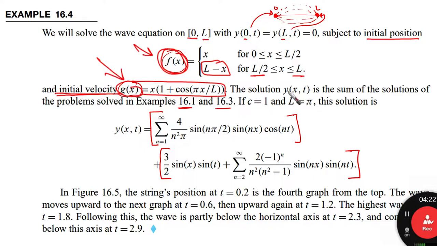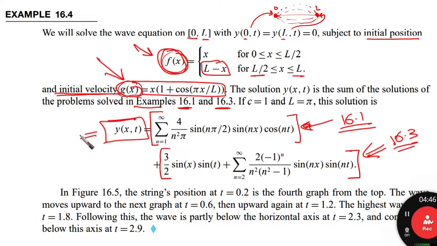Okay, the solution y of x and t is the sum of the solutions of the problems solved in example 16.1 and 16.3. If you remember, this is the solution of 16.1 in the previous video, and this is 16.3 in the previous video directly. You are going to find them, and we explained how we obtained them. So this is going to be our wave equation in this case. Summation from n equal to 1 to infinity of 4 over n squared pi sine n pi over 2 sine nx cosine nt.